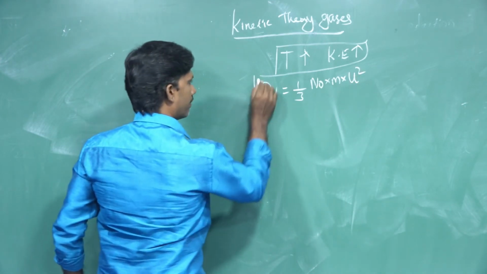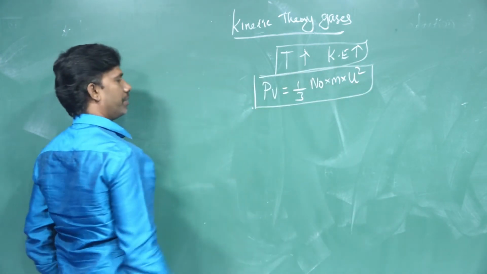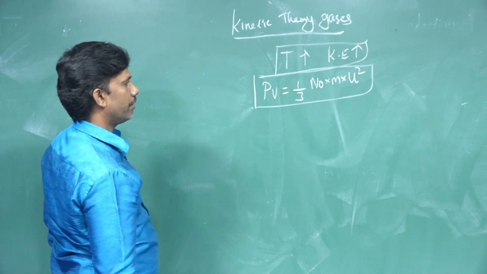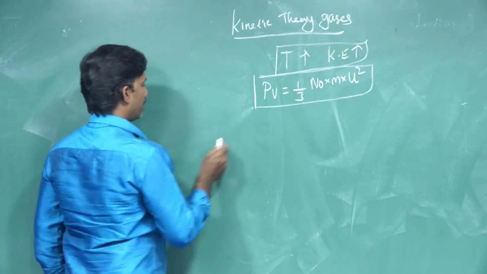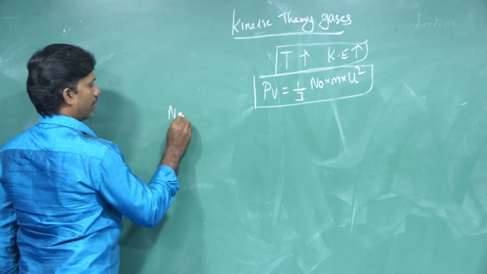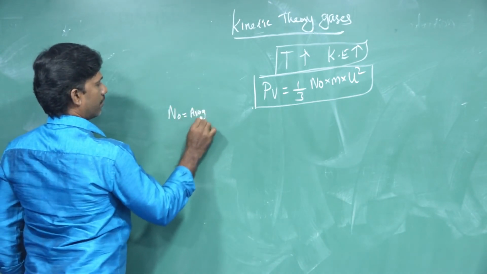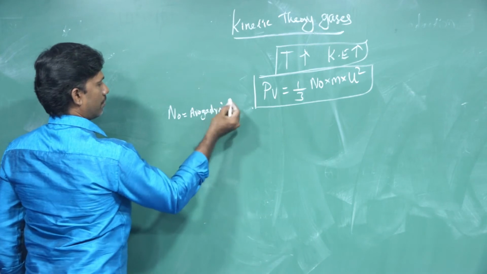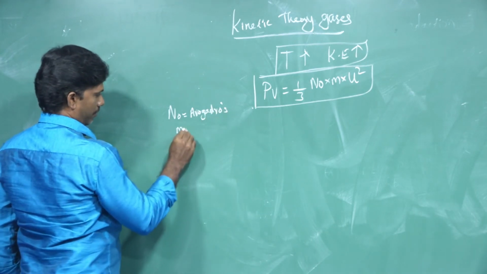Okay, this is the gas equation: PV equal to 1/3 N0 M U square. What is N0? You know that very well. N0 is the Avogadro number, and M is the mass of the gas.